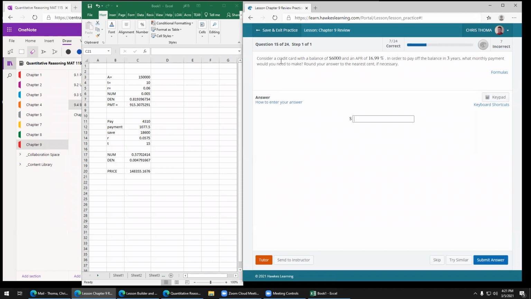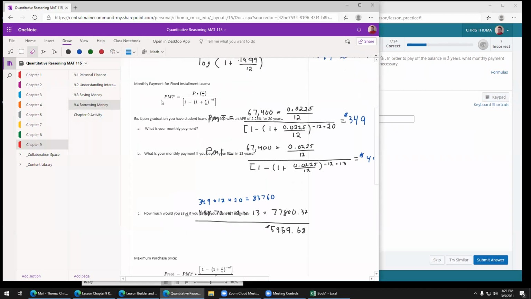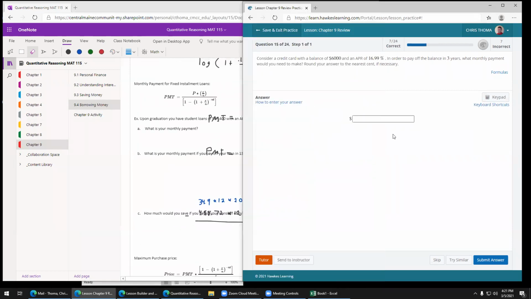All right, consider a credit card with a balance of 6,000 and an APR of 16.9%. In order to pay off the balance, what is your monthly payment? So here's another monthly payment one. Again, borrowing money, payment formula.